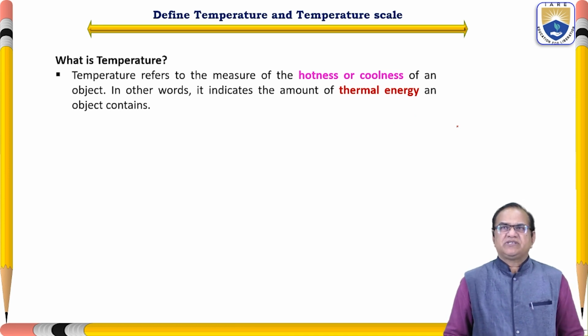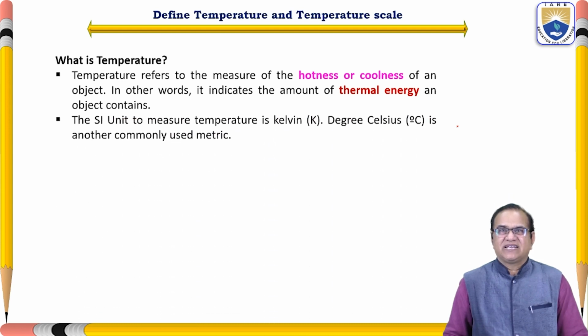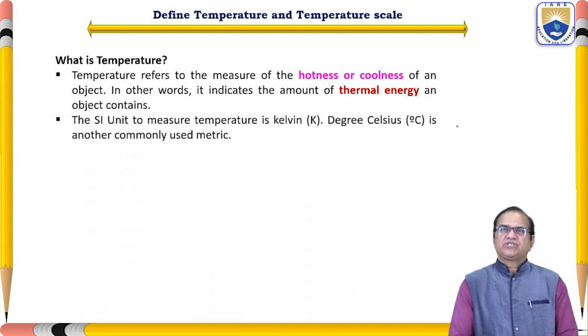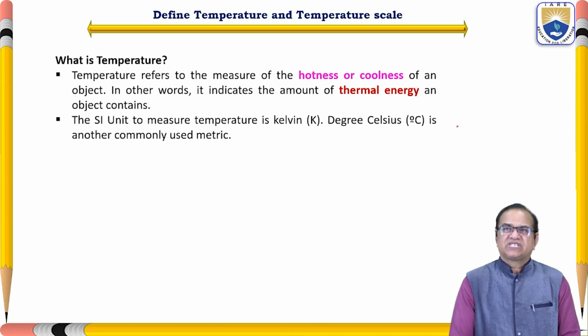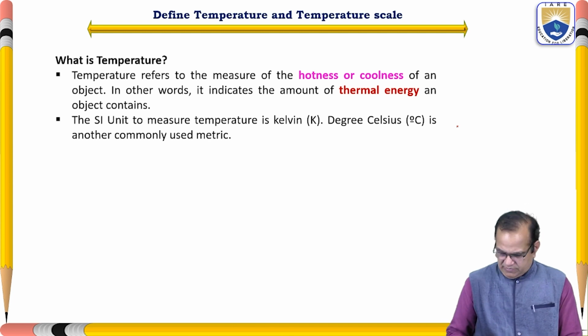Temperature refers to the measure of the hotness or coldness of an object. In other words, it indicates the amount of thermal energy an object contains. The SI unit to measure temperature is Kelvin. Degree Celsius is another commonly used unit in the metric system.